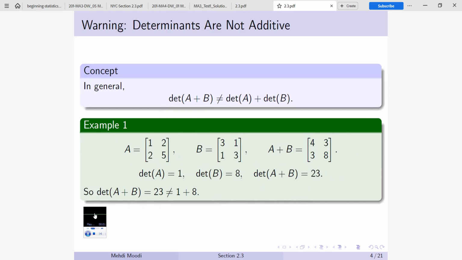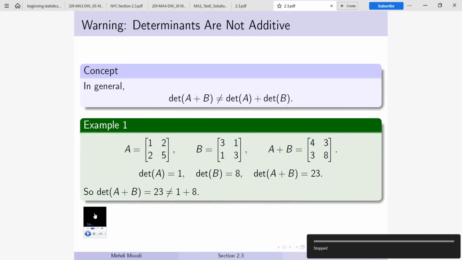Determinants do not distribute over addition. Adding matrices and adding determinants are totally different worlds. It's like mixing two playlists and expecting the total mood to be the sum of both moods. You just get chaos.